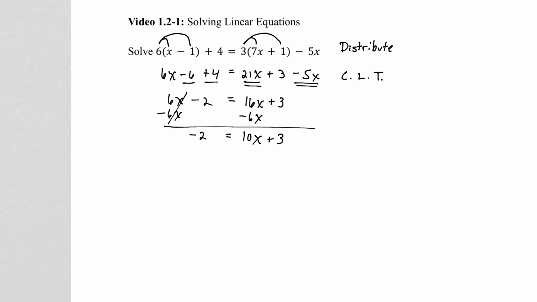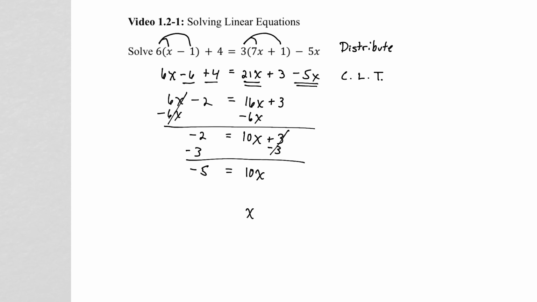Now, I'm going to get my x term alone, so I'm trying to get 10x alone. So I need to remove the 3 on the right side. And again, to keep the equation balanced, I need to subtract 3 on the left side. So now my x term is alone on the right side.